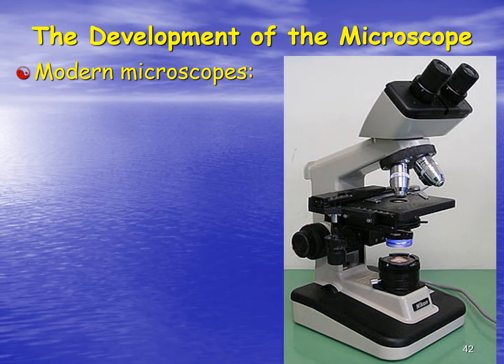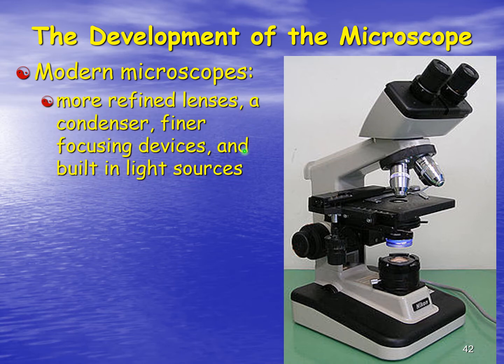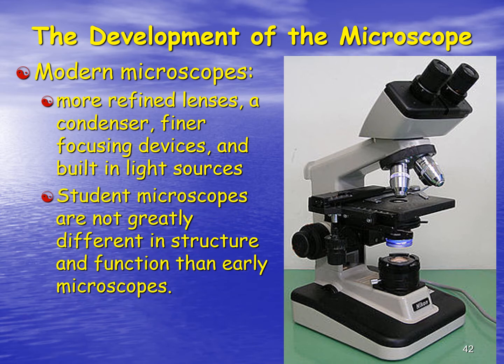Modern microscopes, such as what you use in the laboratories, are much more complex. They typically have more refined lenses, and lenses is plural. A condenser, which will focus light onto the stage and the specimen you're looking at, finer focusing devices, and typically now built-in light sources. Student microscopes, however, are not greatly different in structure and function than even Leeuwenhoek's microscope. It simply is now that we have a finer detail that we can see.